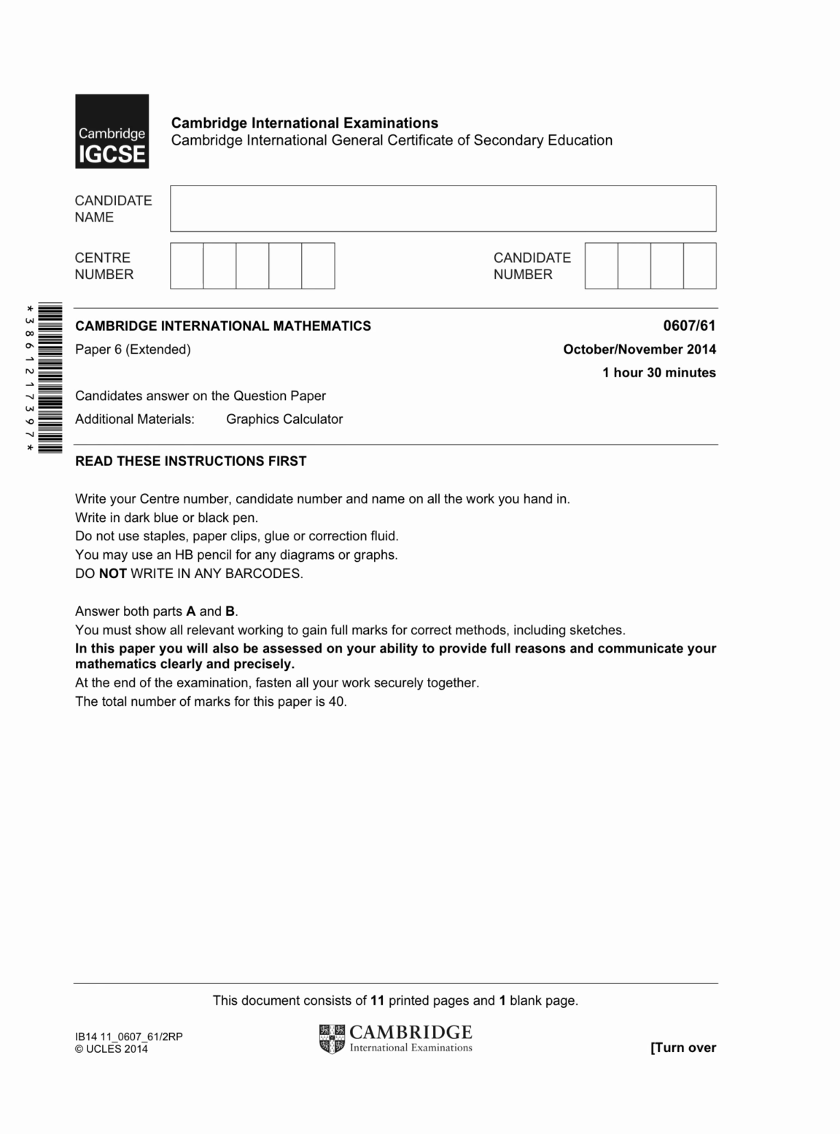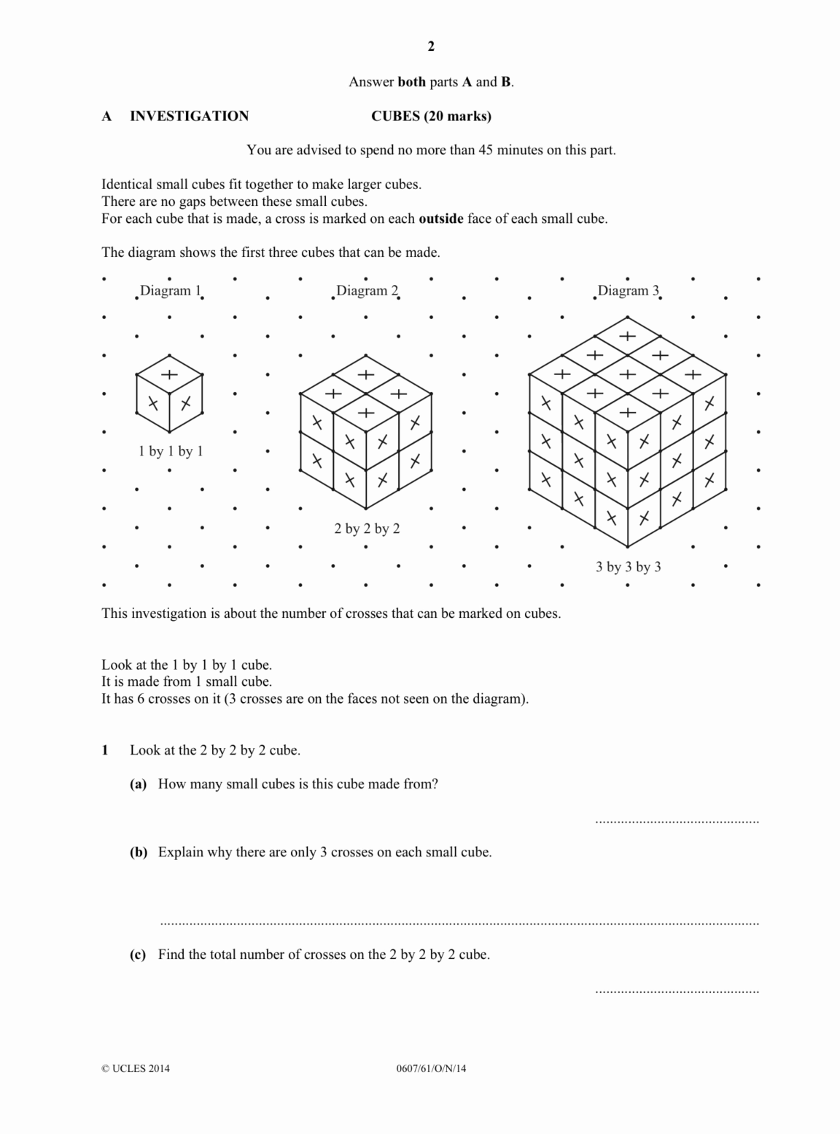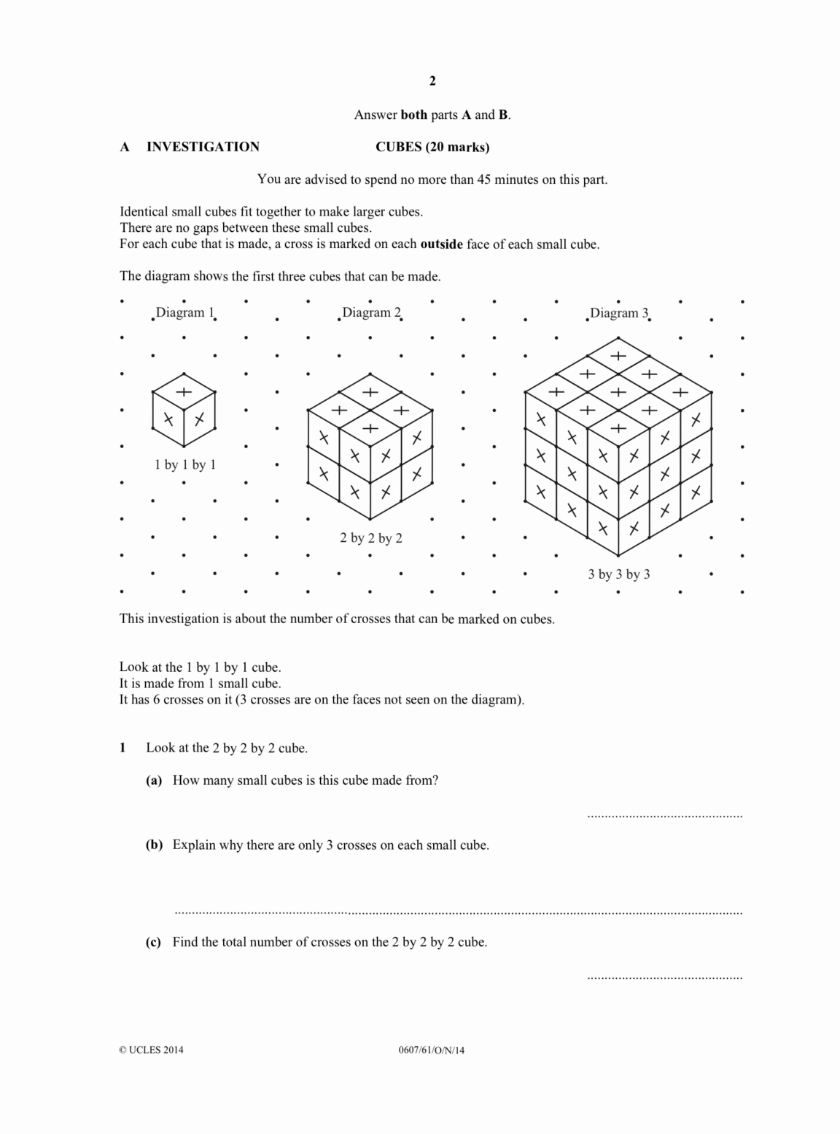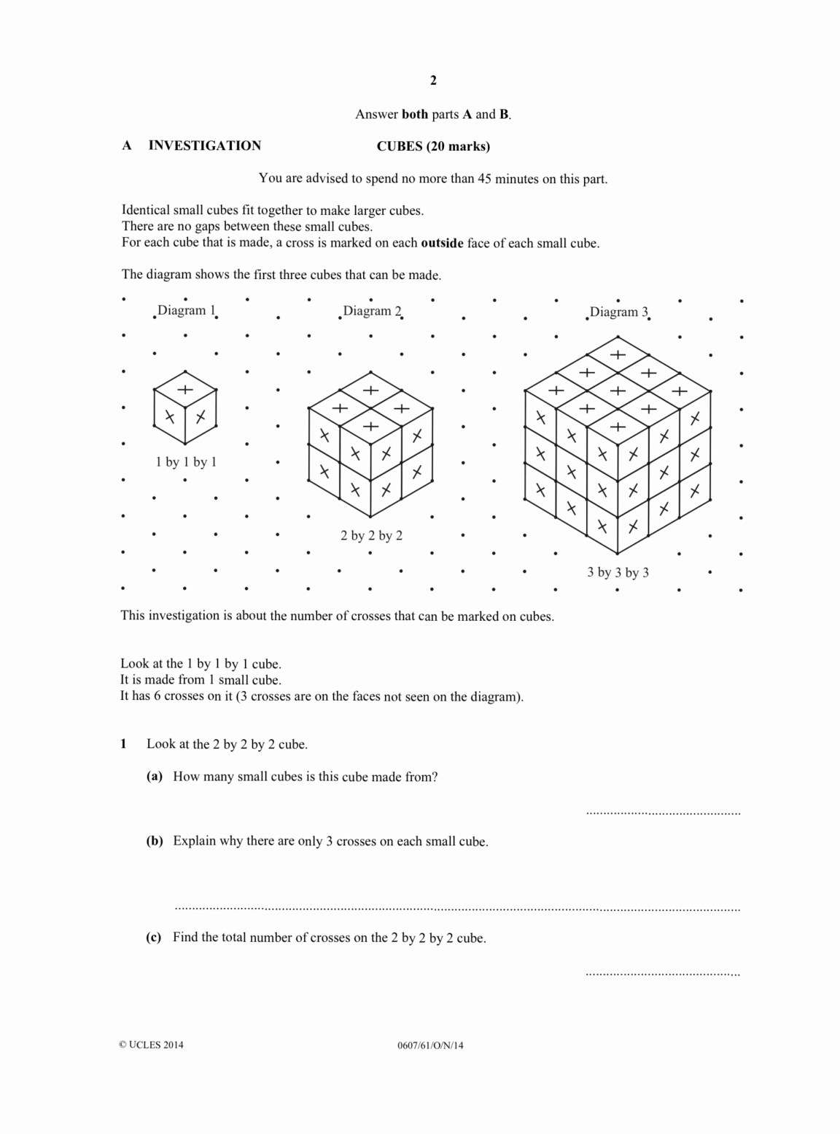Right, okay, let's get stuck into this investigation. So, paper 6 starts here. Let's just read through what it says. Some identical small cubes fit together to make larger cubes. There are no gaps between small cubes. For each cube that is made, a cross is marked on each outside face of each small cube.